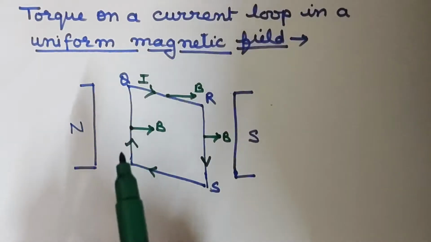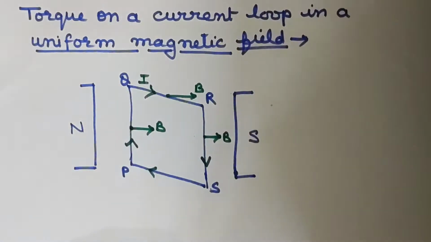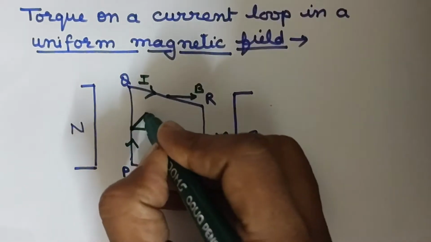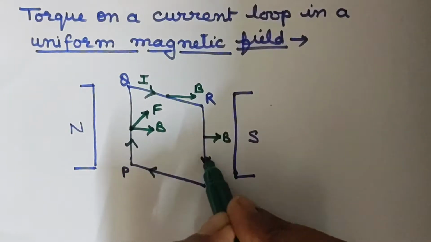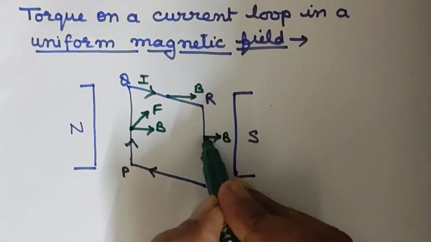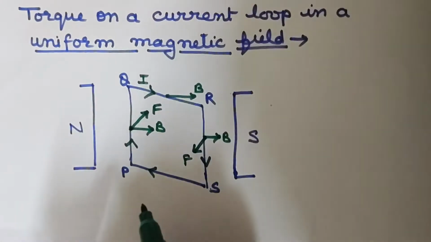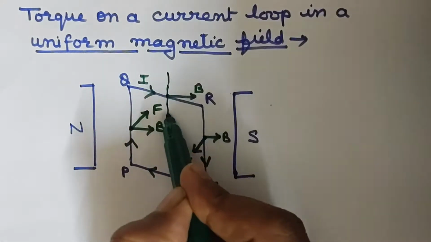If we use right hand palm rule or left hand rule, we can find out the direction of force. So the direction of force will be downward. We apply this and see that it will be in the downward direction, we are showing like this, F. And in this arm the direction of current is opposite, so direction of force will be upward. This is upward and this one is downward. You can check yourself. Now this is the axis of the coil.